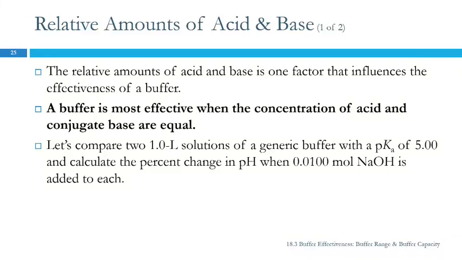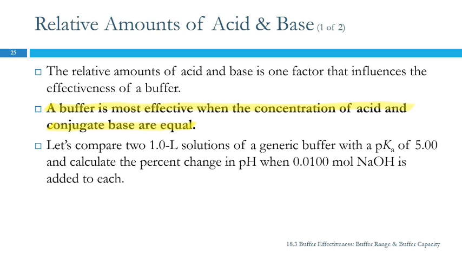So we've been learning about buffers, and today we're going to learn more about buffers. The effectiveness of a buffer depends on a couple of things, and one of those things is the relative amounts of acid and base. So the buffer will be most effective when the concentration of acid and conjugate base are equal. So equal amounts of acid and conjugate base.